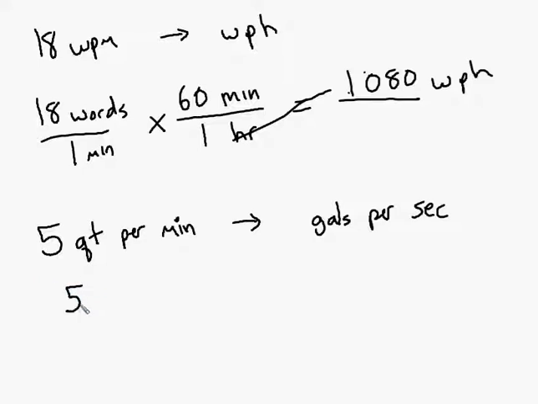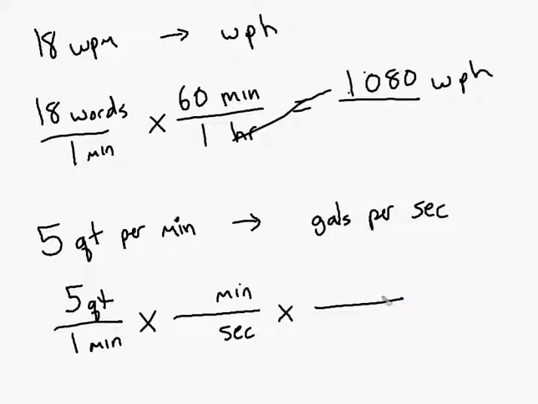Okay, so I'm going to write 5 quarts over 1 minute. I'm always going to multiply. I'm going to change the minutes to what? Seconds. So minutes crisscross, seconds are going to go on bottom, times. I'm going to crisscross the quarts, so the quarts are now on bottom. And I'm changing to gallons, so the gallons are on top. How many quarts are in a gallon? 4 quarts per gallon. And I have 1 minute, and how many seconds in a minute? 60.